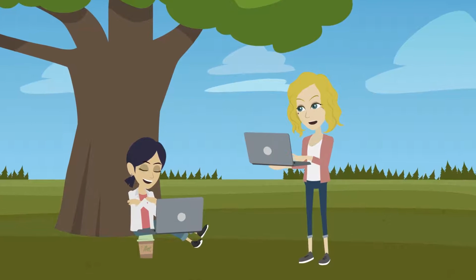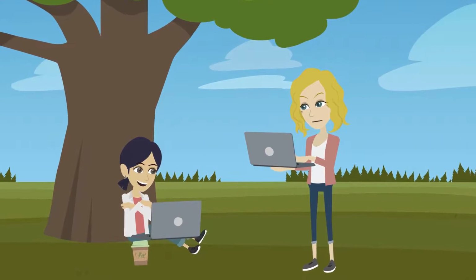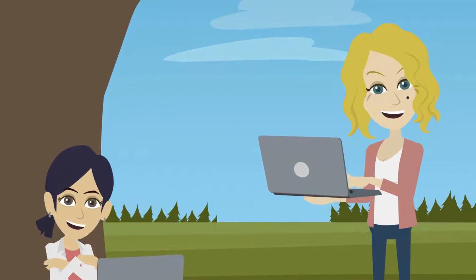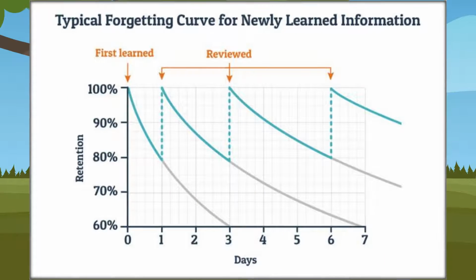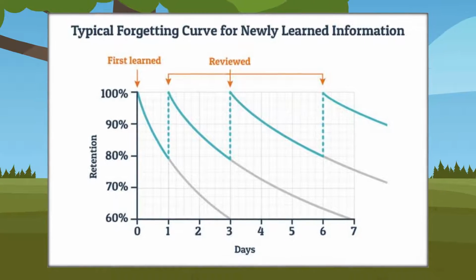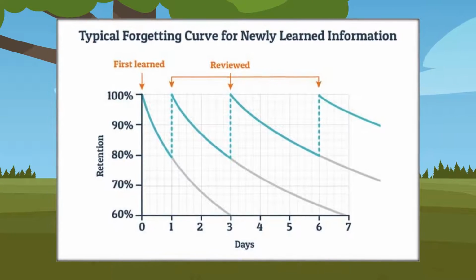So, the more we review, the slower the decay, which means we will not have to review as often in order to keep the information fresh. If you look at this graph, you can see that the slope after each review gets less steep each time, and those reviews are spread farther apart.